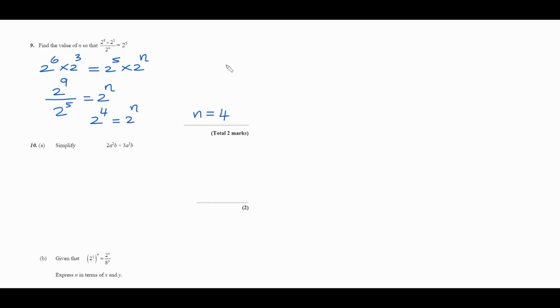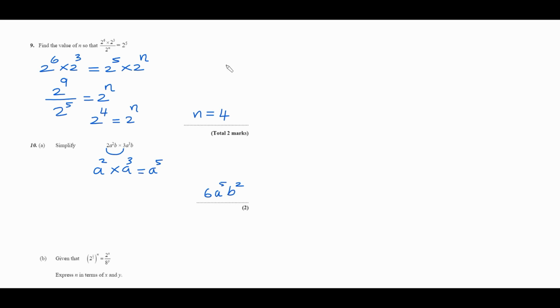Simplify 2a squared b times 3a cubed b. So 2 times 3 is going to be 6. A squared times a cubed is a to the power 5, and b times b is going to be b squared.